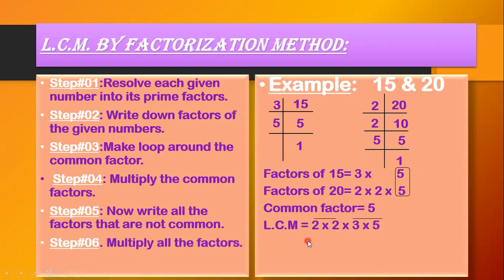Okay, so multiply all the factors. Then 2 multiplied by 2 will be 4, and 3 multiplied by 5 will be 15. So the LCM is 60. So it means 60 is the lowest common multiple, okay? And look here, 15 4 times is 60 and 20 3 times is 60. So this is the lowest common multiple.